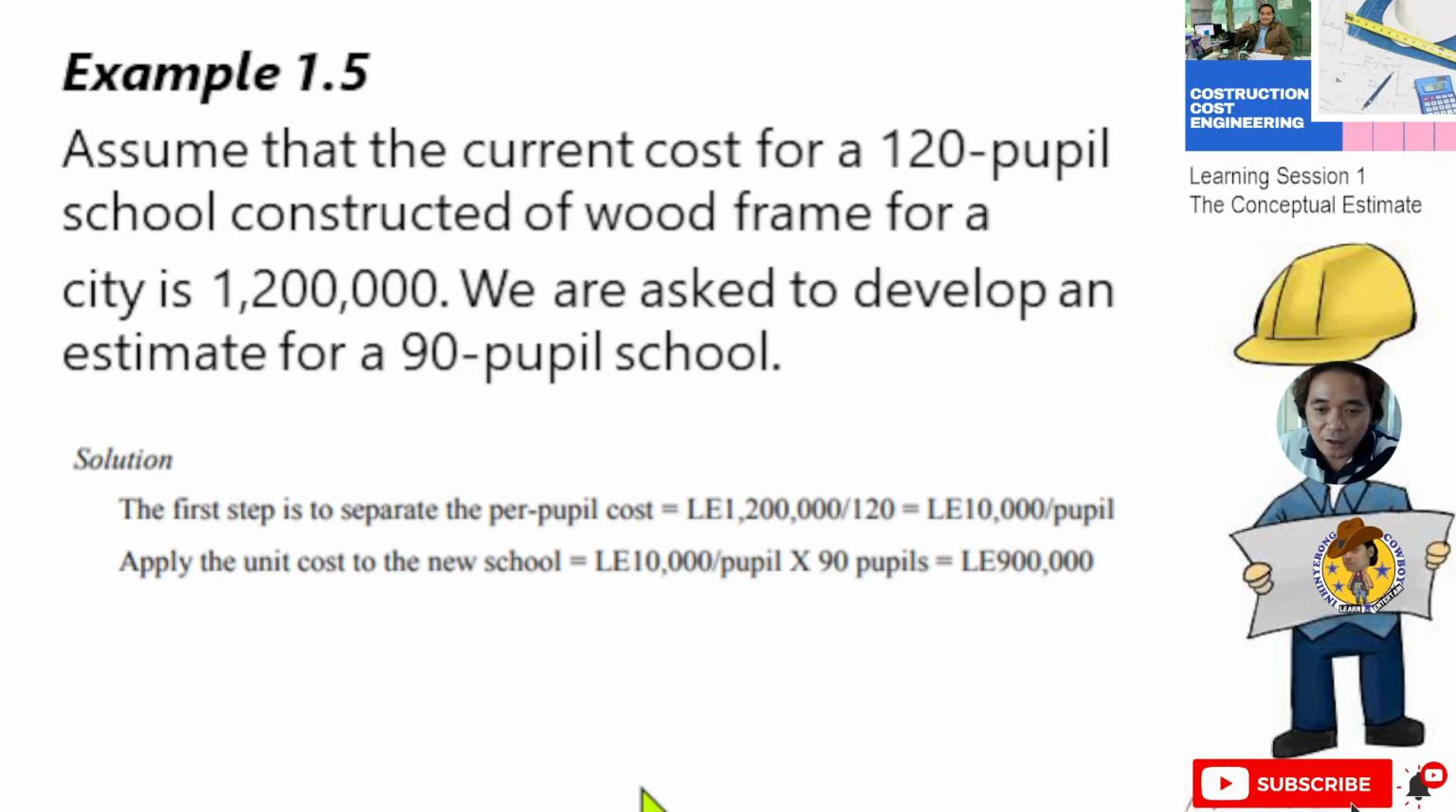Okay, so we are now on example 1.5. Assume that the current cost for a 120 pupil school constructed with wood frame for a city is 1.2 million. You are asked to develop an estimate for a 90 pupil school. The first step is to separate the per unit cost. We have 1.2 million divided by 120. Then you can now see the unit cost per pupil of 10,000. Applying the unit cost to your proposed project, you have 10,000 times 90, which gives 900,000. Okay, so simple. So that's the estimate for this one.